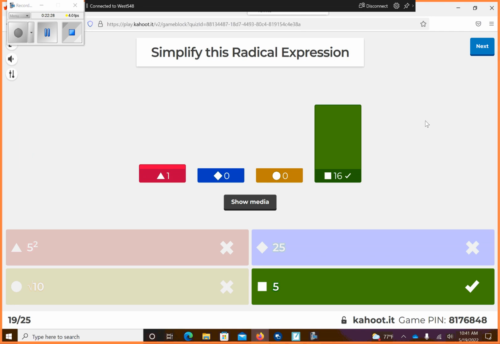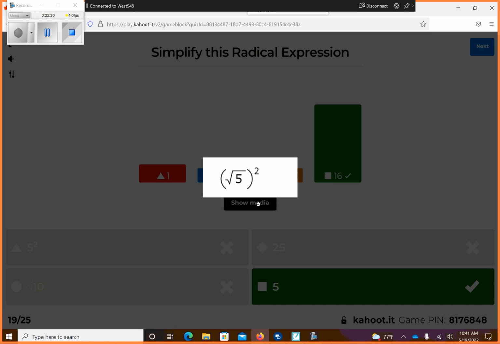One person missed it. Let's see. So the square root sign and the squares cancel each other out and give me 5. Or you could have gone 5 squared to get 25 and square root of 25 to get 5.